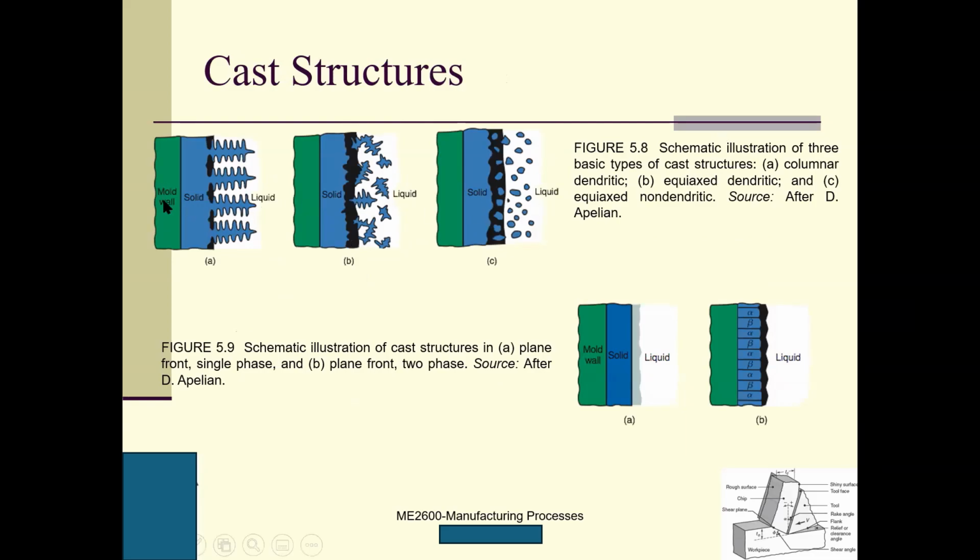Okay, so this is the mold wall. This is solid, because the material that is close to the mold wall is always the first to solidify. Why? Because the cooling rate is maximum here. So this is columnar dendrite. Columnar dendrite means these are columns, parallel. B is equiaxed dendrite, in different directions. And C is equiaxed non-dendrite. This is no dendrite. The dendrite means the arm, looks like an arm.